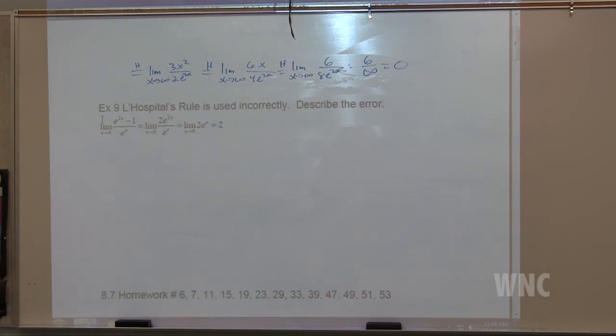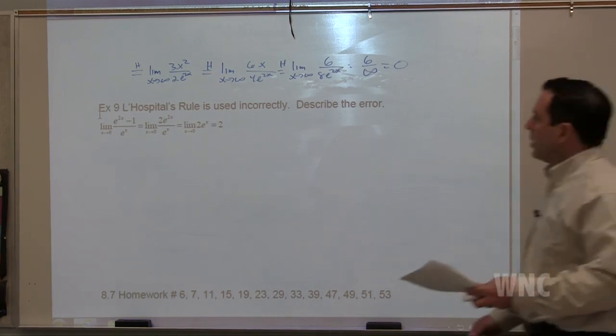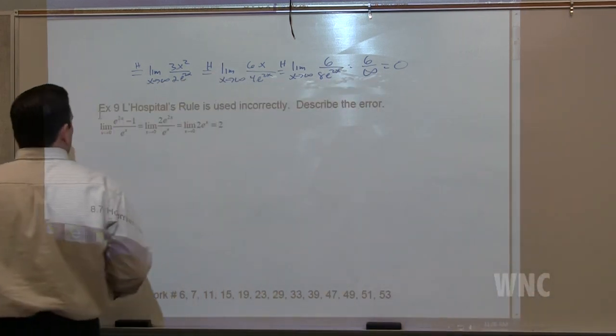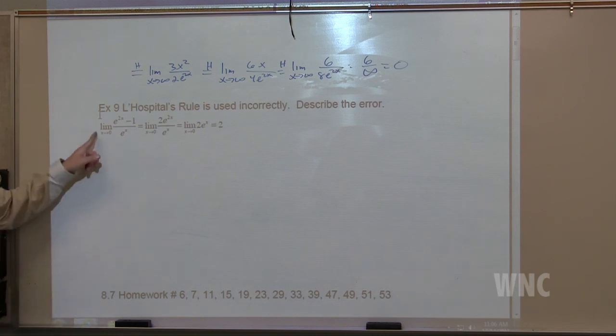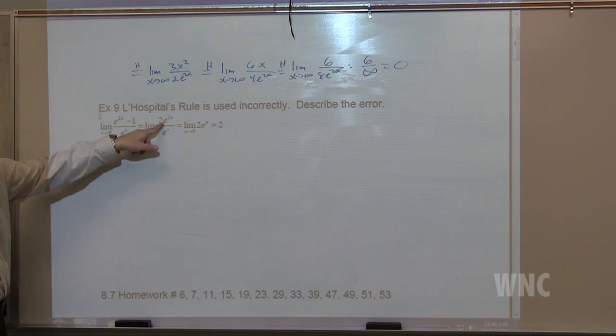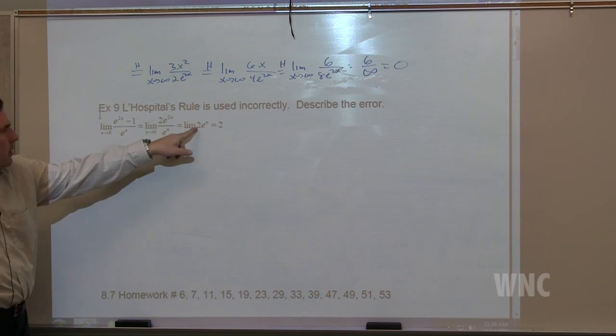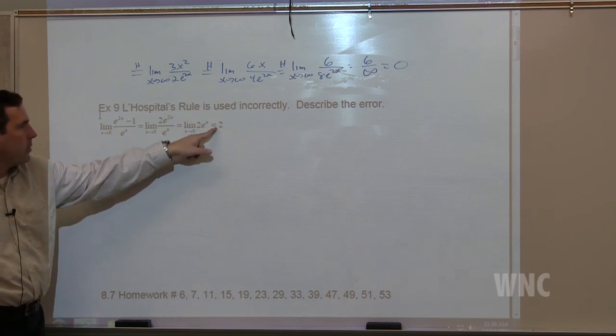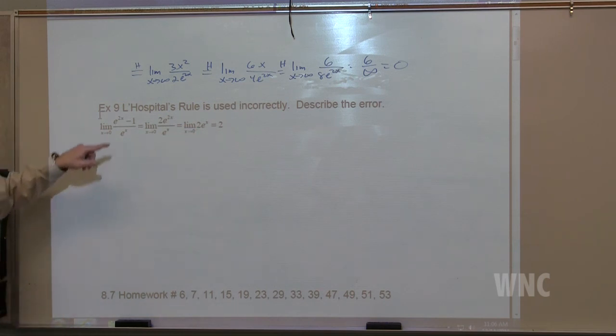Okay, this last one, example 9, it says, L'Hopital's rule is used incorrectly. Describe the error. Okay, so if you look at this, we have the limit as x goes to 0 of e to the 2x minus 1 over e to the 2x. Then they come to 2e to the 2x over e to the x. That reduced to be 2e to the x, which is 2. Well, what's the problem with this?